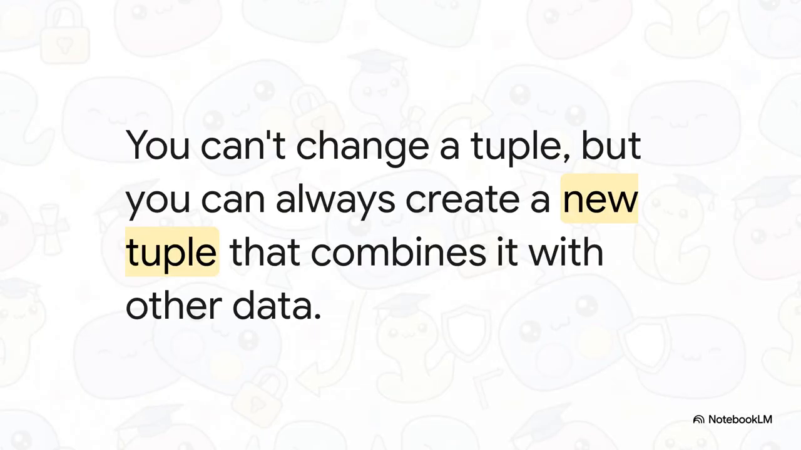Now, unchangeable does not mean unusable. You can't modify an existing tuple, but you can always use it as a building block to create a new one. So for instance, you could take a tuple of 1, 2 and another of 3, 4 and stick them together to create a brand new tuple, 1, 2, 3, 4. The original tuples, they're still there, completely untouched, which preserves that core idea of immutability.